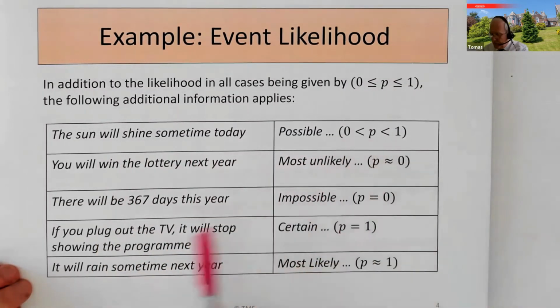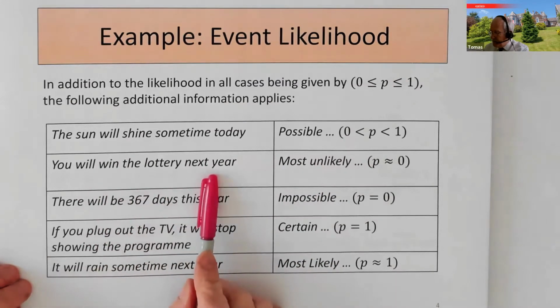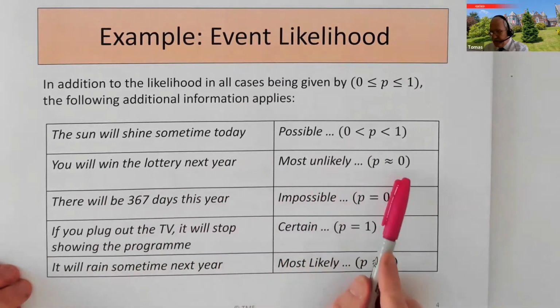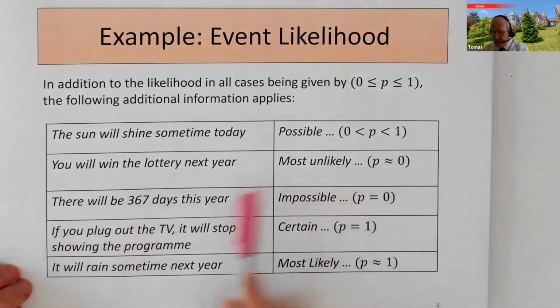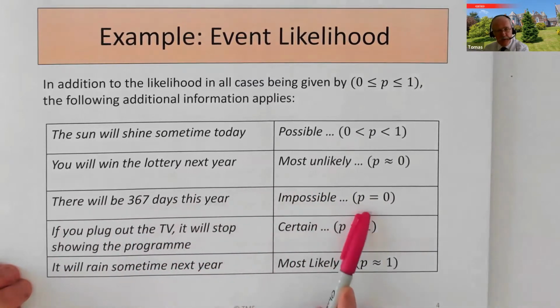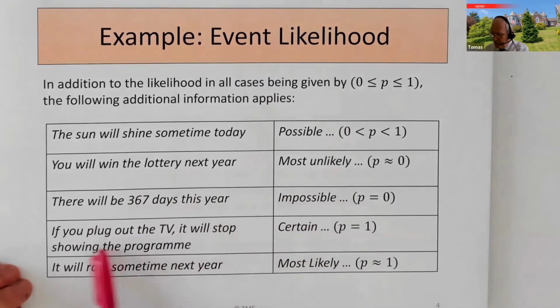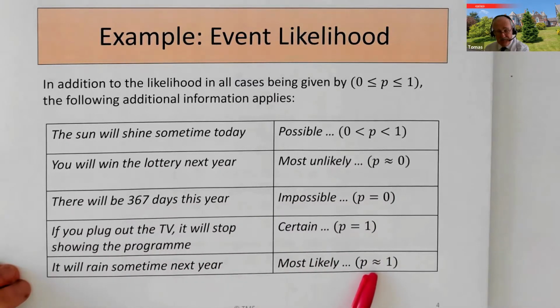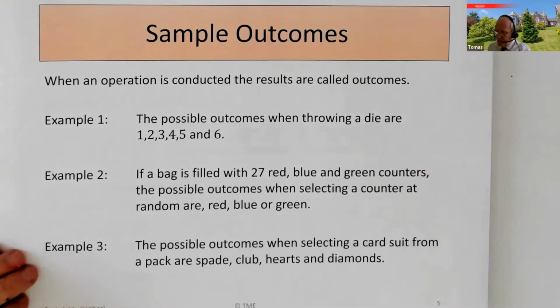So the sun will shine sometime today. Yeah, that's possible. You will win the lottery next year. It's unlikely, but it's not 0, as long as you buy a ticket. There'll be 367 days next year. Well, that's impossible because there won't be. If you plug your TV out, it'll stop showing the program. I reckon it will. That's a 1. And it'll rain sometime next year. Well, it's conceivable that it wouldn't, but it's very likely that it will.